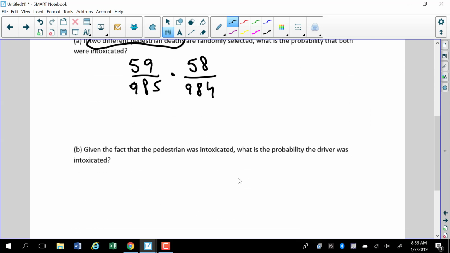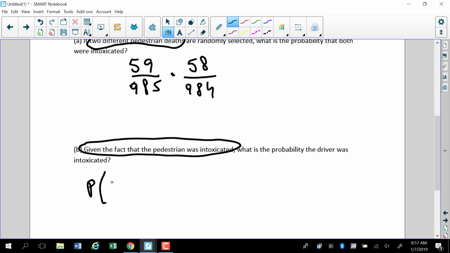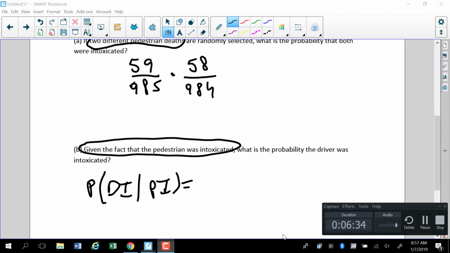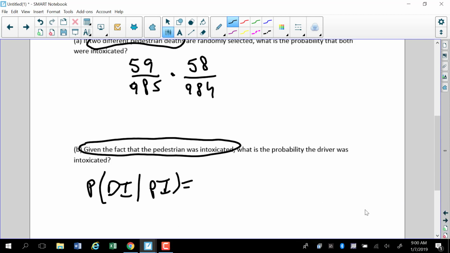So this one here, given the fact that the pedestrian was intoxicated. So I'm going to write this down. So probability that the driver was intoxicated, given the pedestrian was intoxicated. So symbolically, this is what I'm going to look, and this is that given. See the word given here? So this is that given condition.